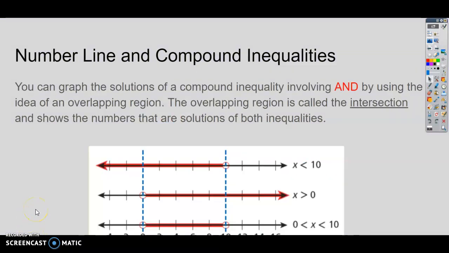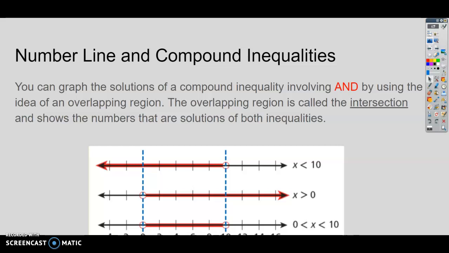An inequality can also be represented on a number line. You can graph solutions of a compound inequality involving the word and by using the idea of overlapping regions. The overlapping region is called the intersection. Where two things intersect, they overlap. And this is shown on the number line below.